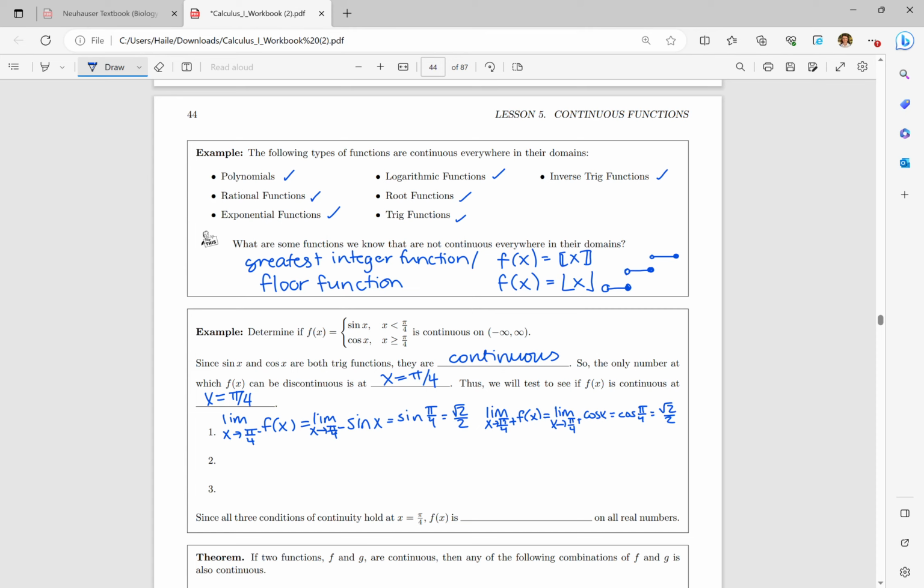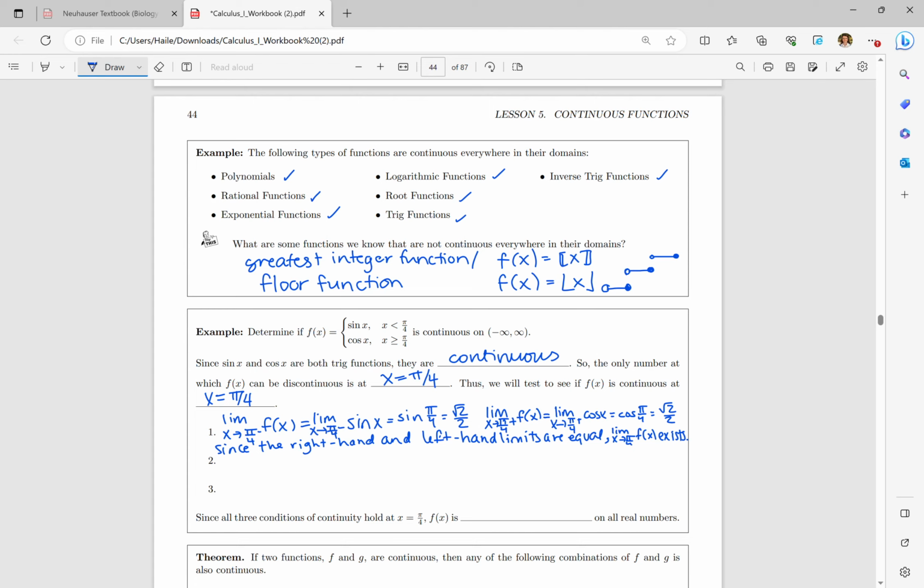So since the right hand and left hand limits are equal, the limit as x approaches pi over 4 of f of x exists. Okay, so that's the first condition.